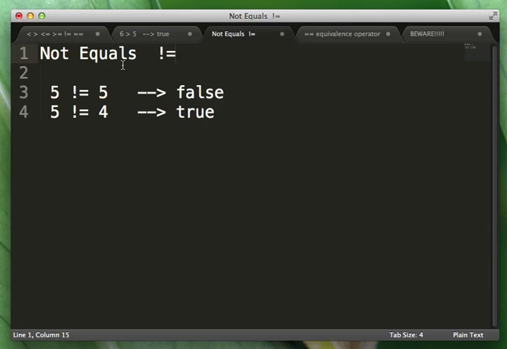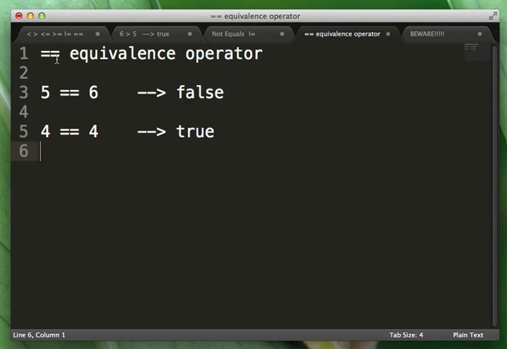The next operator I want to look at is the not equals operator, which is represented by an exclamation mark and an equal sign. This operator is true if the two values are not the same. Therefore, 5 not equal to 5 is false because they are the same, whereas 5 not equal to 4 is true. The last operator is the equivalence operator, which is true if two values are identical. 5 is equivalent to 6 is false, whereas 4 is equivalent to 4 is true.